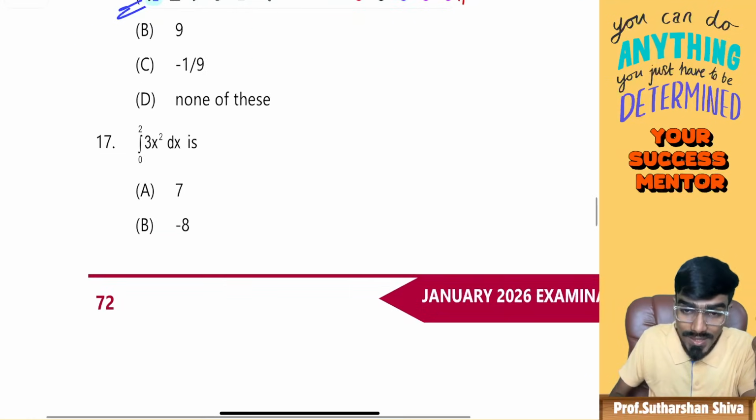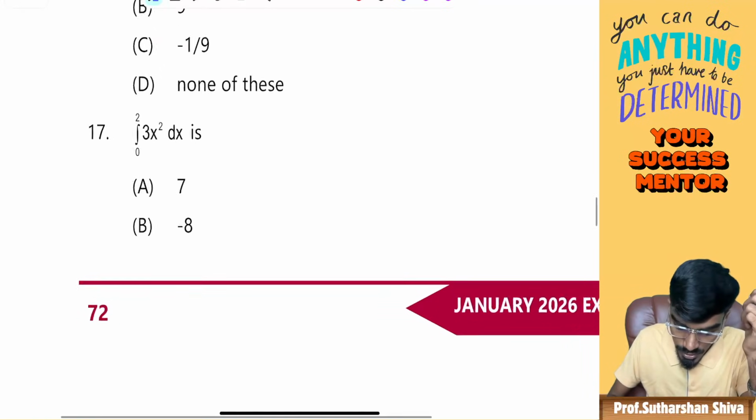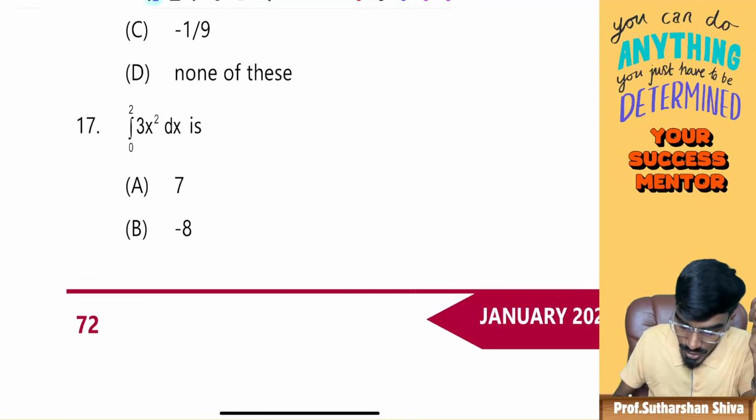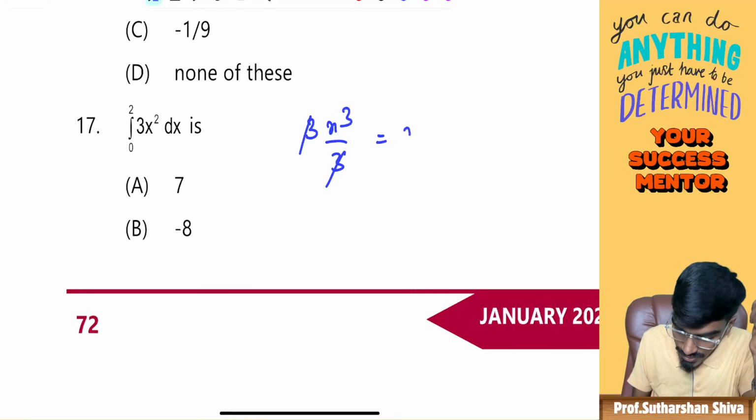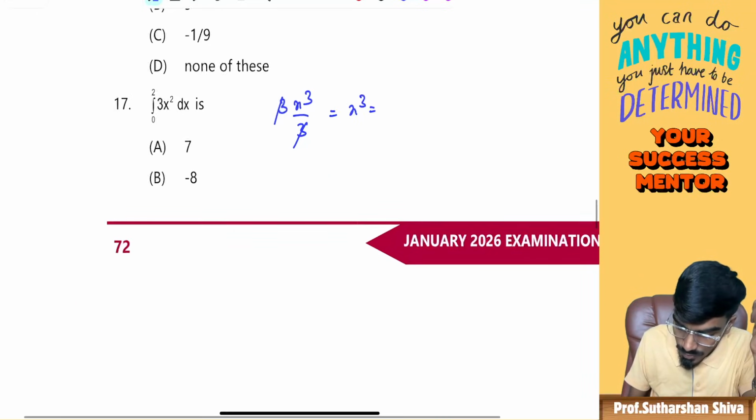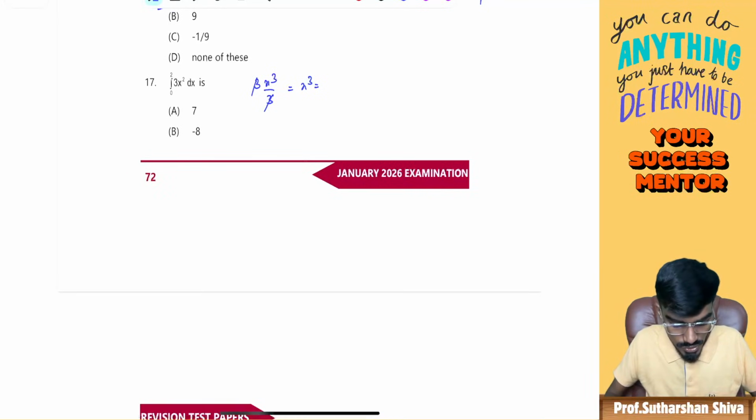Now come to question number 17, guys. The question number 17 is about the integration from 0 to 2 of 3x square dx is equal to. How can I substitute this as 3 into x cube by 3, the 3s get cancelled, which is basically x cube. X cube is nothing but, I want to substitute the values.